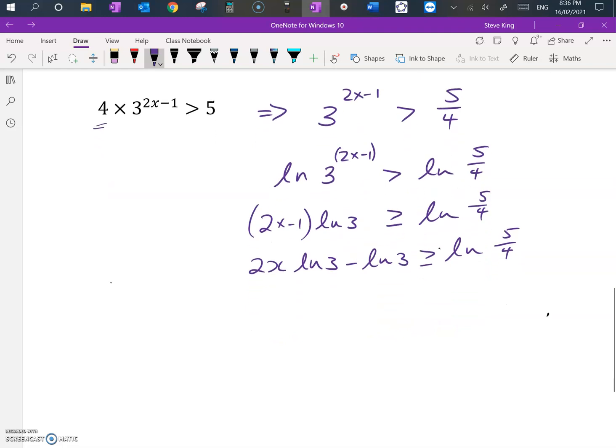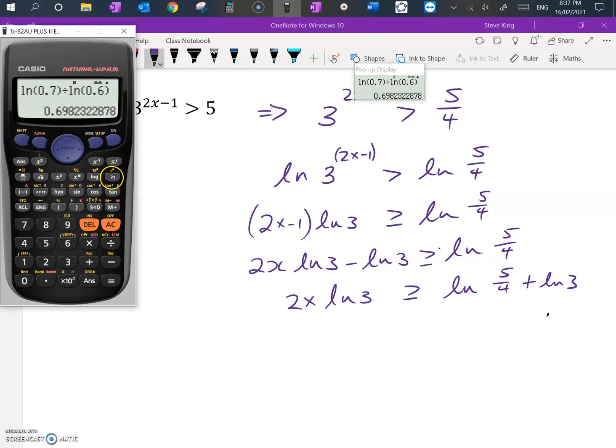Now it's just a case of rearranging what we've got there. I'm going to take this ln 3 across the other side, so I'm going to get 2x ln 3 is going to be greater than or equal to ln of 5 over 4 plus ln of 3. Ooh, first law of logs, I can use it there. What about the ln of 3? I want to get rid of it on the left hand side.